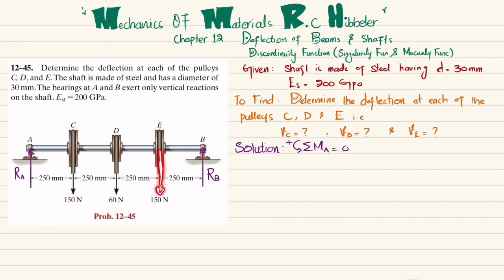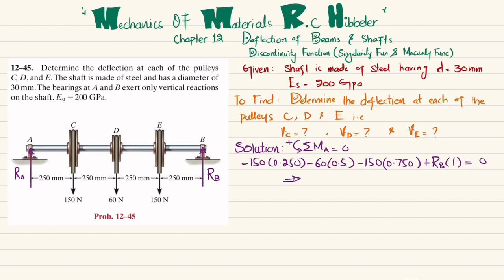The third moment will be this 150 Newton and perpendicular distance is 750 millimeter, which is 0.750 meter, and this is also clockwise, so it will be negative. The last moment will be due to this force into perpendicular distance is 1000 millimeter, which is 1 meter. And this is producing counterclockwise, so it will be positive. And the sum of all these moments about point A will be equal to 0. So I will write minus 150 into 0.250 minus 60 into 0.5 meter minus 150 into 0.750 meter plus RB into 1 will be equal to 0.